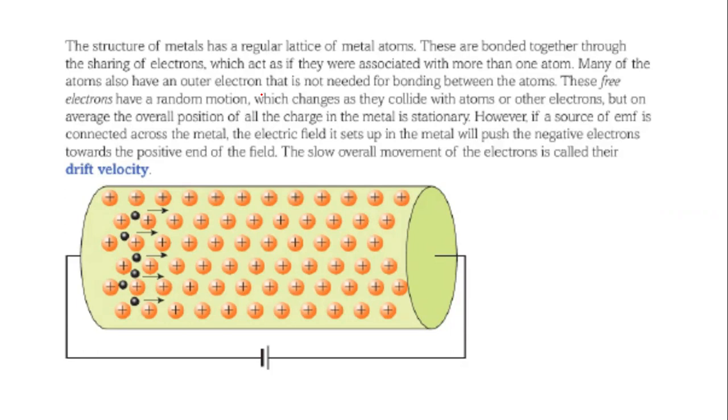What happens when the number of collisions increases? When the number of collisions increases, the electrons will be losing more energy because they'll be colliding with each other. They will be losing more energy, and as a result they're going to slow down.